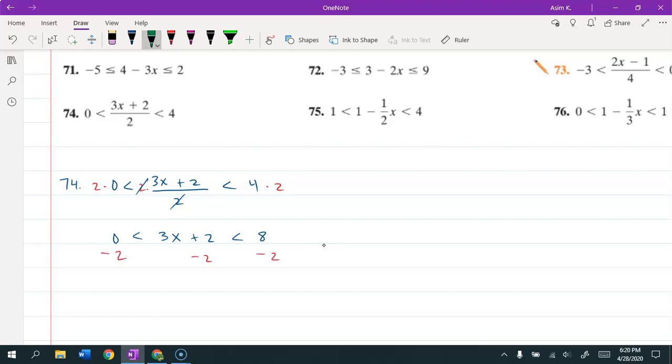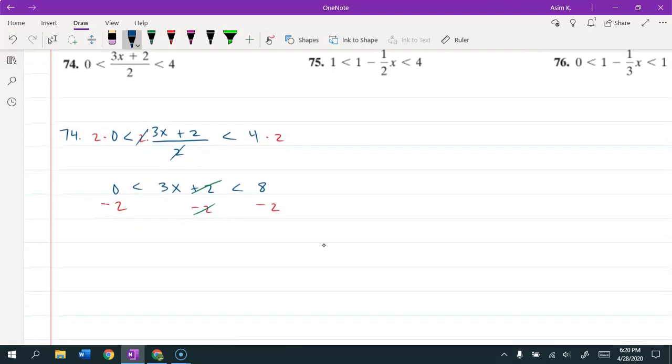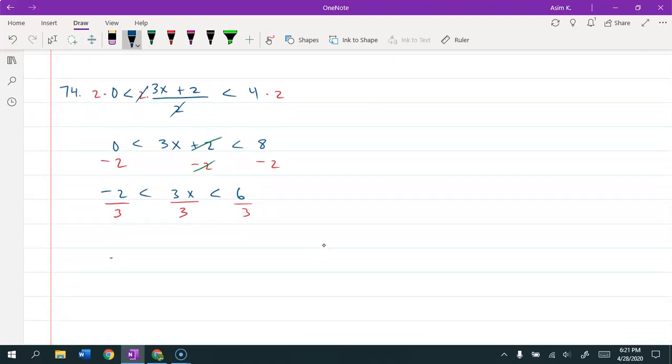All right, so it's kind of the same as the earlier one. So now you're going to end up with negative 2 on the left side. You're going to end up with 3x in the middle. And you're going to end up with 8 minus 2, which is 6 on the right side. And finally, the last step here is to divide by 3 on all the sides. And so you end up with negative 2/3 is less than x, is less than 2. And yet again, you've got your answer right there.